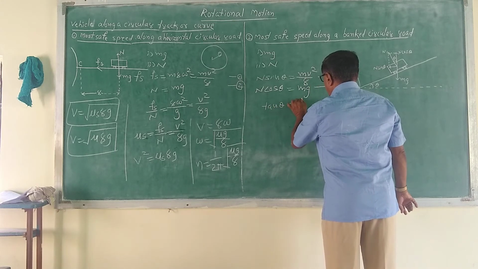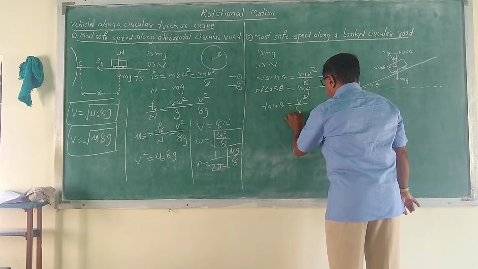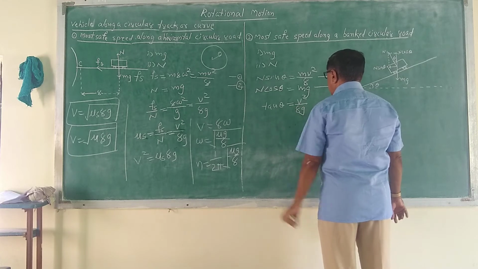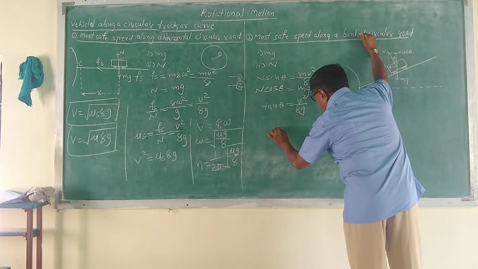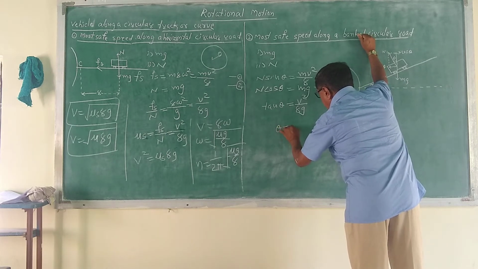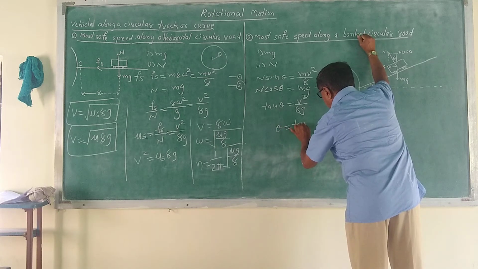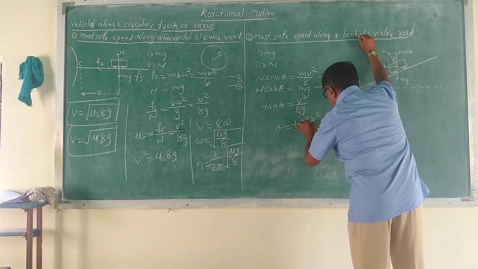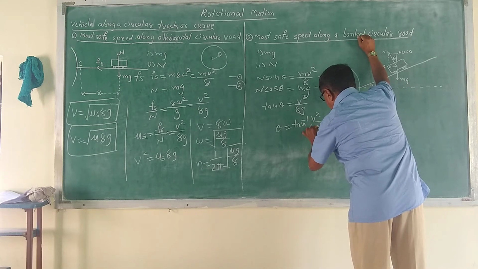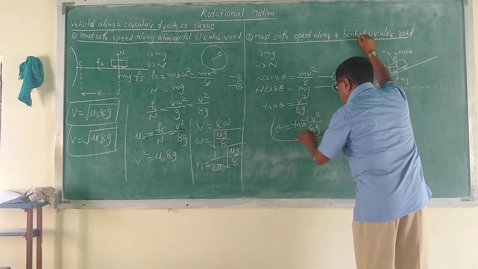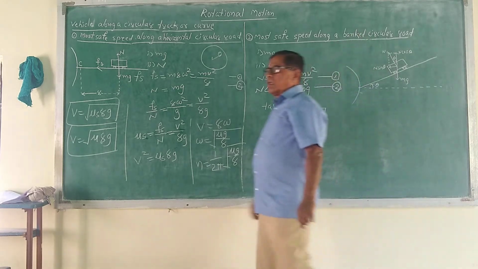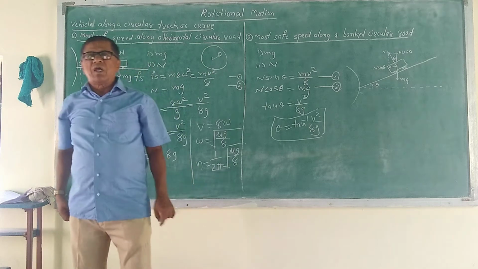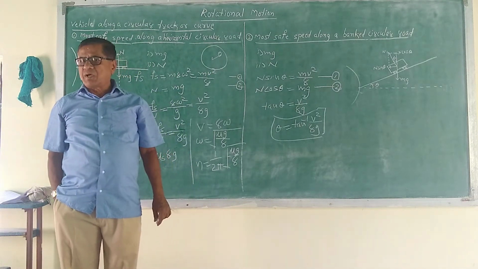Tan theta is equal to v square upon rg. Therefore, from this equation, theta is equal to tan inverse of v square upon rg. This is called the derivation of the angle of banking.